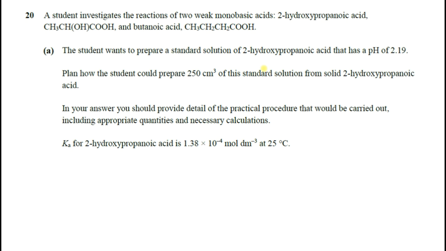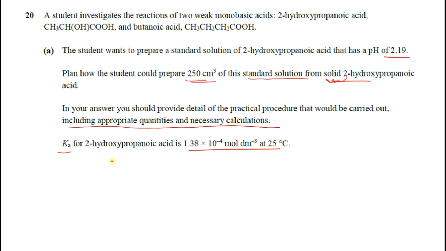In the useful information given, you want the pH of that. And the volume is 250 cm³ of standard solution made from solid. So you have to weigh this, you need the mass. But it doesn't ask for the mass; it says use appropriate quantities and necessary calculation. The Ka value for this acid is given, so all that is given, right? So where do we start?